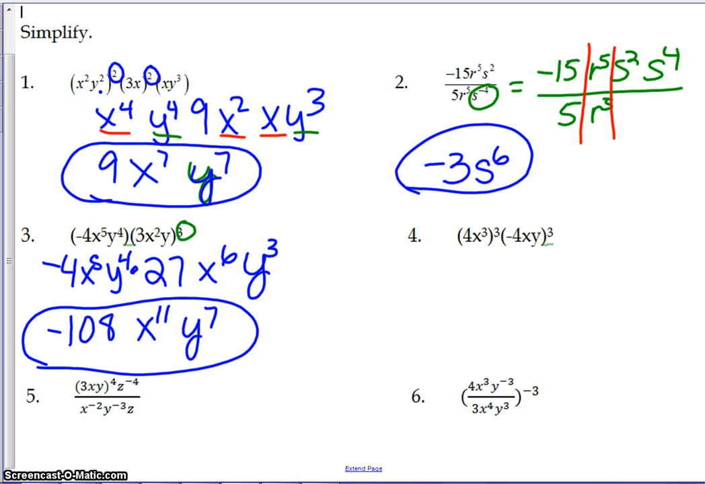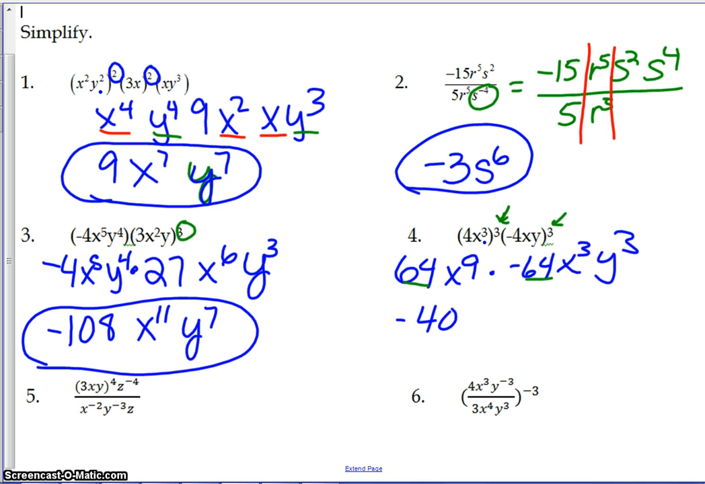For number 4, first thing I'm looking at here is this 3 and this 3. So I'm looking at the exponents on the outside of parentheses. 4 to the 3rd is 64. x to the 3rd, x to the 9th. Negative 4 to the 3rd is negative 64. And then we have x to the 3rd and y to the 3rd. Now my problem becomes what's 64 times negative 64. That turns out to be negative 4096. Now we have x to the 9th and then an x to the 3rd. That makes x to the 12th, and we have y to the 3rd.